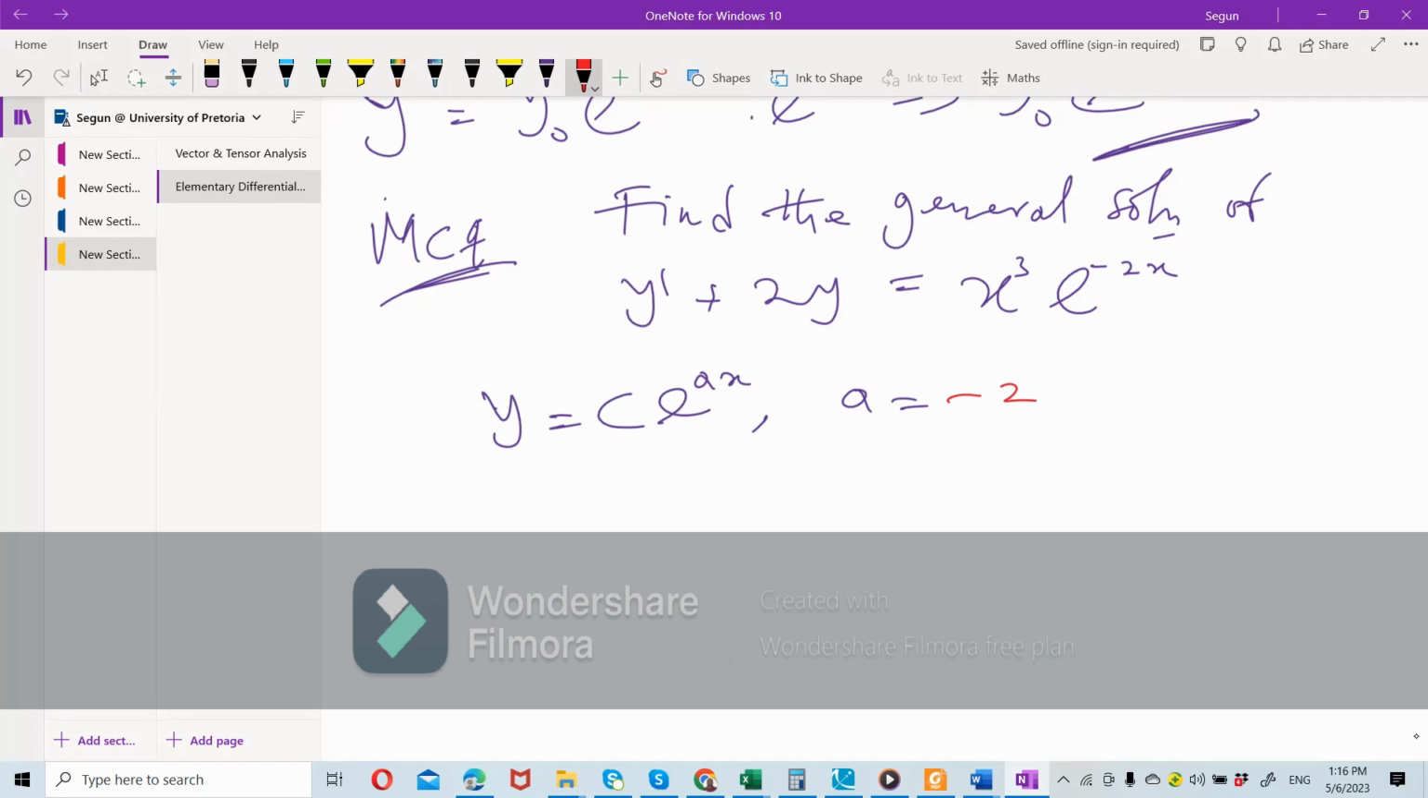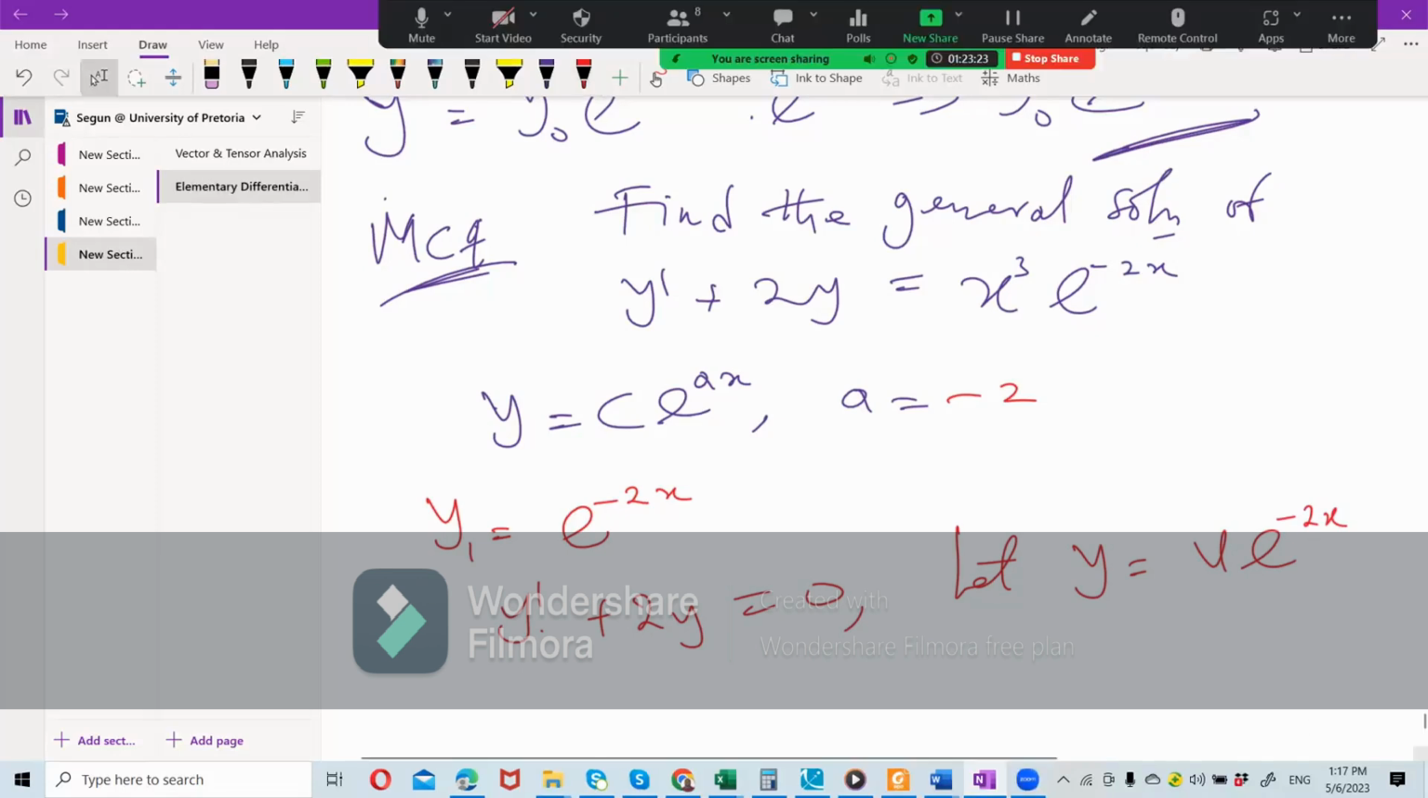So, which means my y1 will be exponential minus 2x. So I can go ahead with what I have. But don't forget you have y prime plus 2y equals to 0. Let y equal u exponential minus 2x.